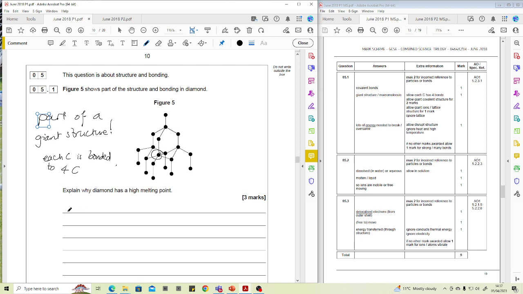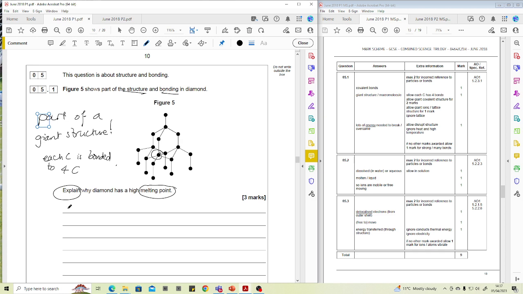Okay, so we're just going to go structure and bonding. And we've got to explain the melting point. That's all we need to do. We don't need to talk about its hardness, its conductivity, anything else. So for 3 marks, we're going to say the structure, we're going to say the bonding, and then we're going to say why that melting point is high.